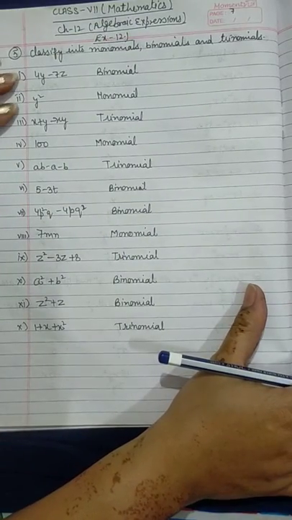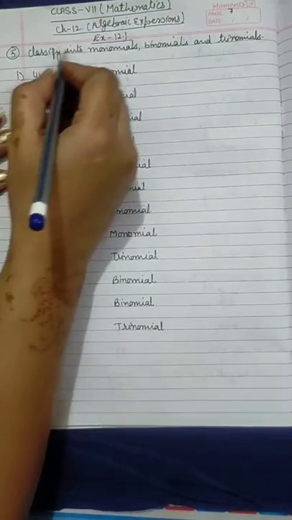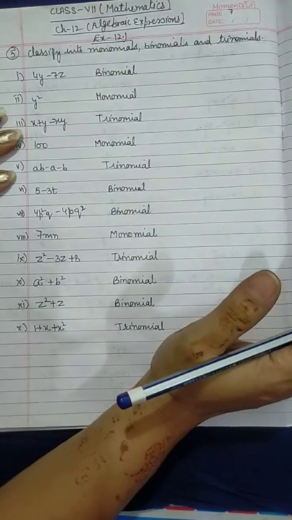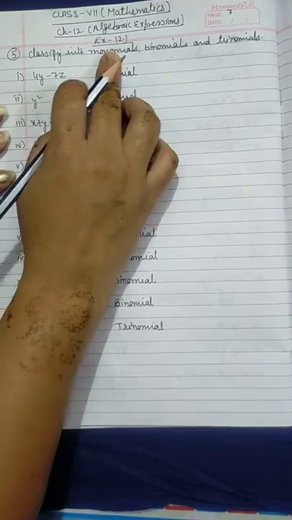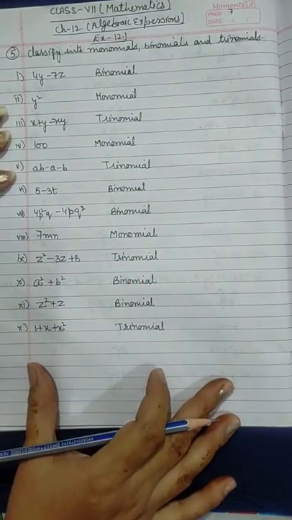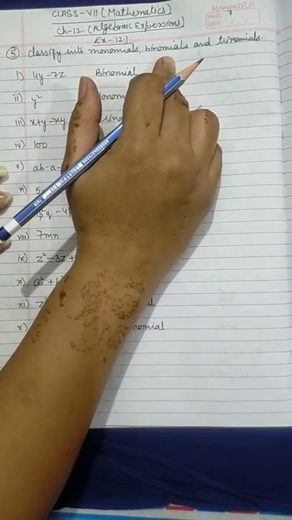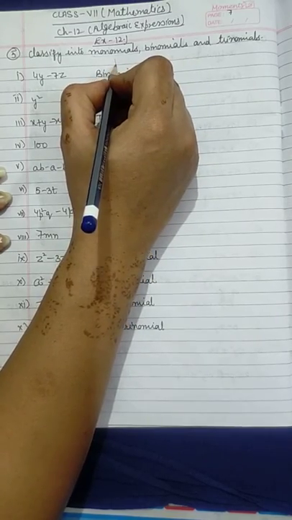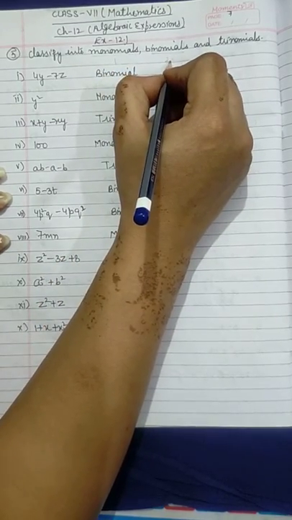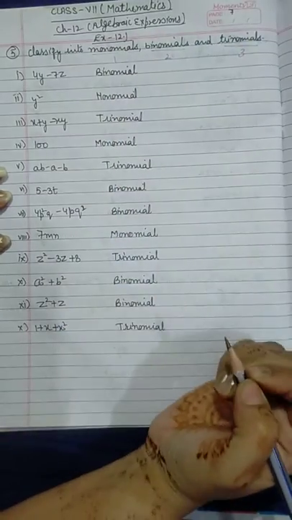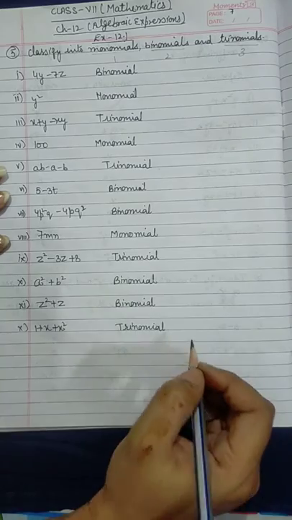So here question number 5 is, classify into monomials, binomials and trinomials. As we have done in our introduction what monomials, binomials and trinomials are, and today we'll classify all the expressions: which one is monomial, which is binomial, which is trinomial. Just remember one thing: an expression having only a single term is known as monomial, having two terms is known as binomial, and having three terms is known as trinomial. So we will classify them. Let's start now.